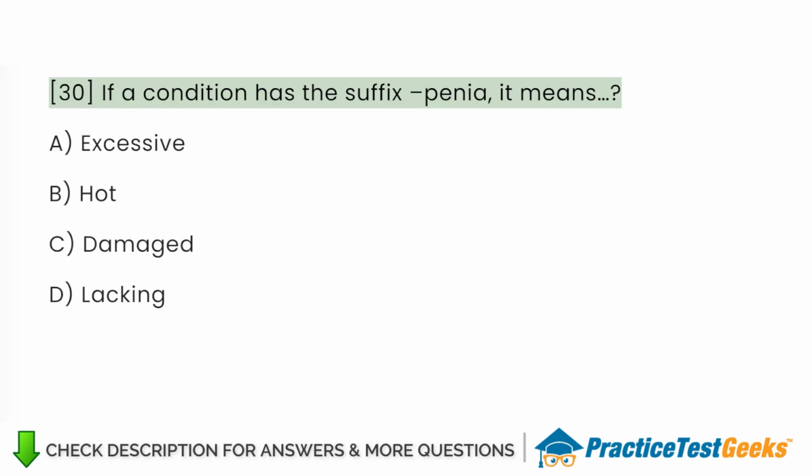If a condition has the suffix penia, it means A. Excessive, B. Hot, C. Damaged, D. Lacking.